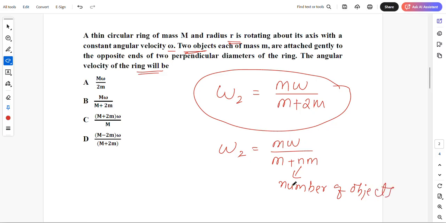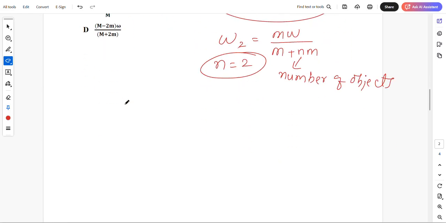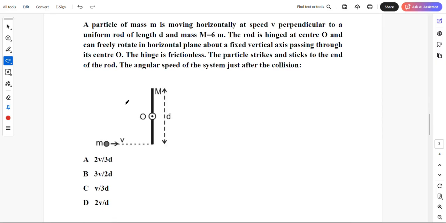Here n is equal to 2. Therefore m omega divided by m plus 2m is the right answer. Hope you understood. We will see the next problem.